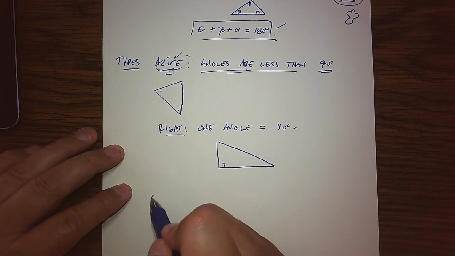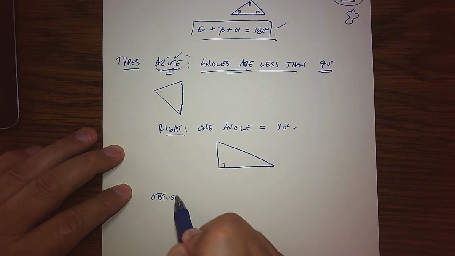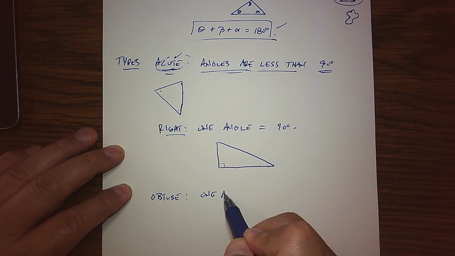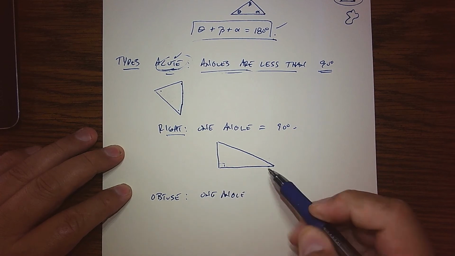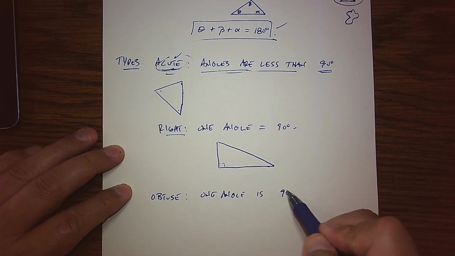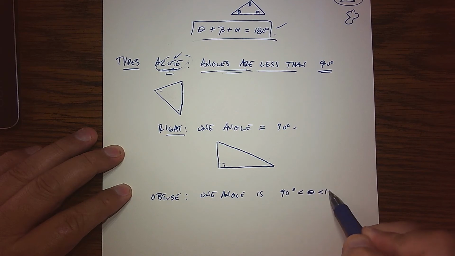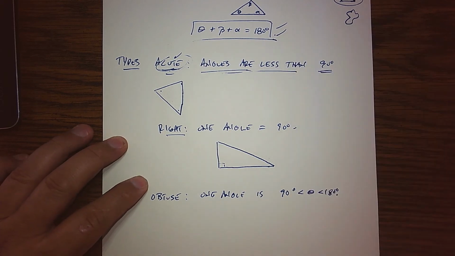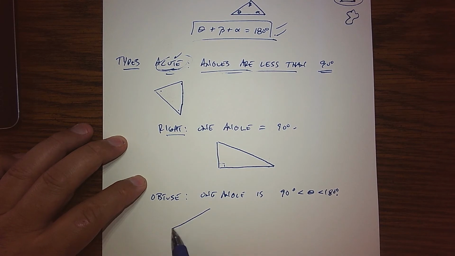All right, and then another type of triangle that we have is called obtuse, and this basically means that one of our angles is basically between 90 degrees and 180. So we have one angle that's larger than 90, can't go past 180, because again, the sum of all the angles has to be 180, but we're talking obtuse, and these are kind of easier to draw.